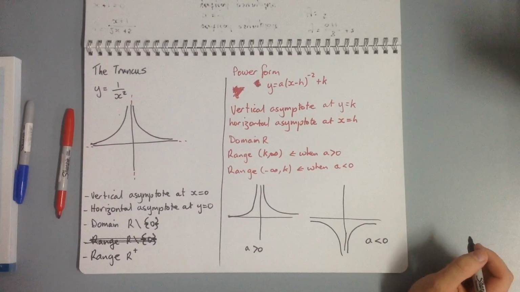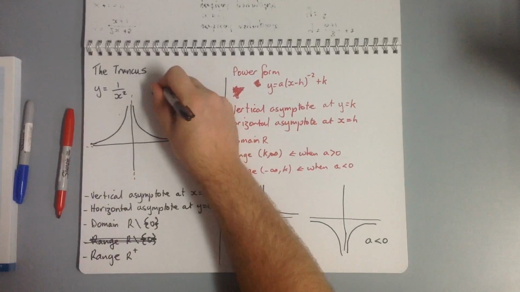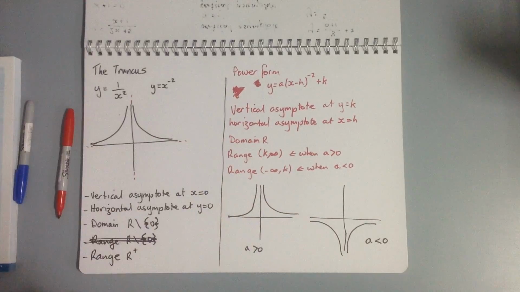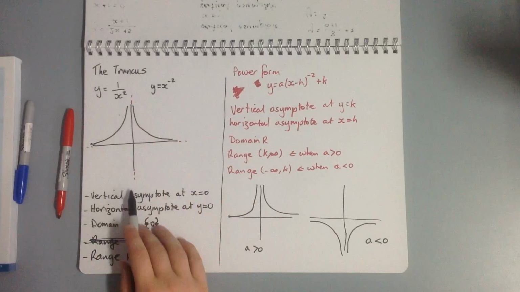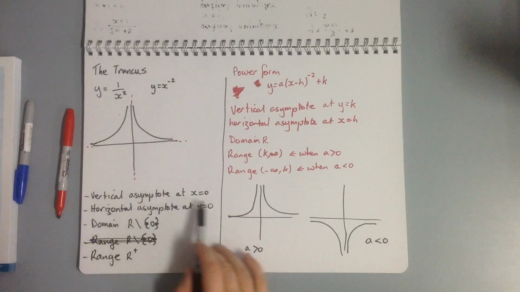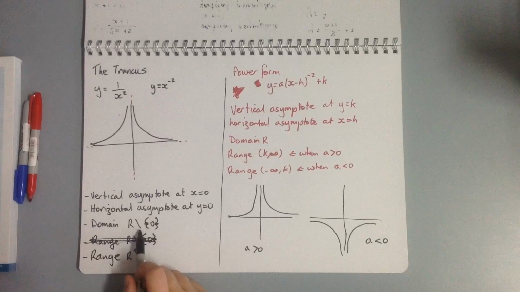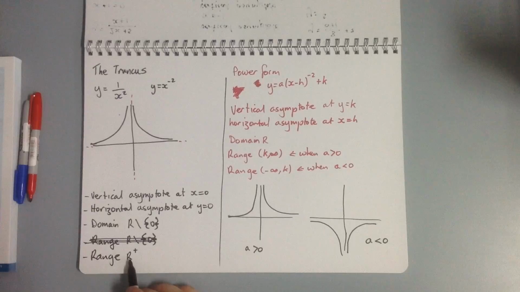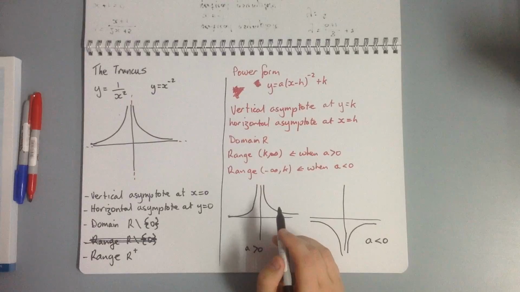So the next one we're looking at is the truncus. Its general form is y equals 1 on x squared, or y equals x to the power negative 2. It's called a truncus because it kind of looks like the trunk of a tree. Again we have a horizontal asymptote that is the x-axis and a vertical asymptote that is the y-axis. So our vertical asymptote is x equals 0 and our horizontal asymptote is y equals 0. Our domain is all real numbers excluding 0, but our range is all positive real numbers, because we are including everything above the x-axis.